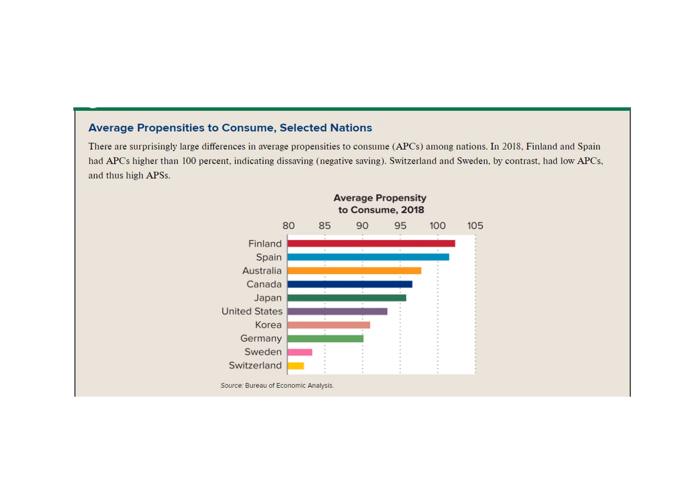The United States falls somewhere in the middle. Average propensity to consume in the good old US of A is approximately 93.5%. That is to say, Americans save about 6.5% of their income on average.